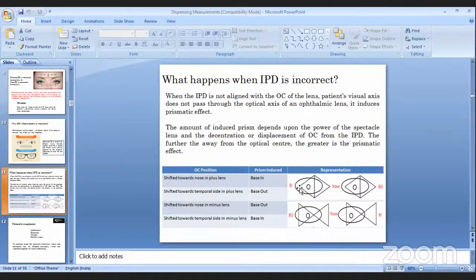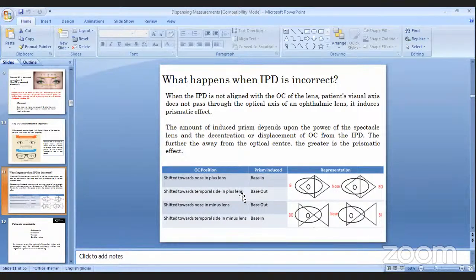Now here you can see in the picture on the right hand side, the optical center is shifted towards the nose in plus power. Now when the optical center of the lens is shifted towards the nose in the plus power, it creates a base in effect. Base in effect relaxes the eye, so there is no problem while reading. But the patient might see double vision in distance viewing zone.